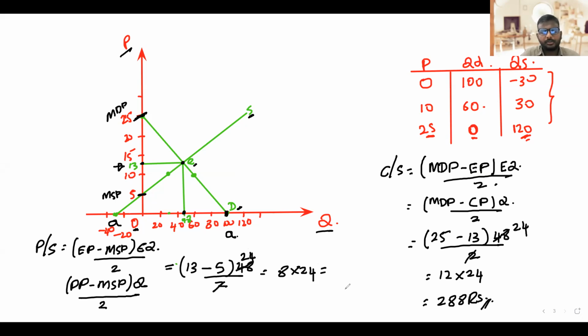So 24 into 8, how much is that? 24 into 10 is 240. I have to deduct 48 from 240. It's going to be 192 rupees. Is that clear?